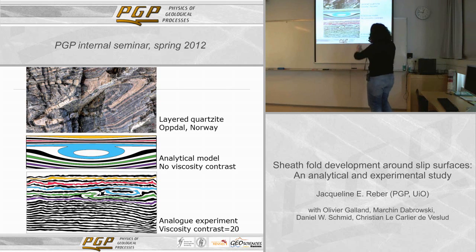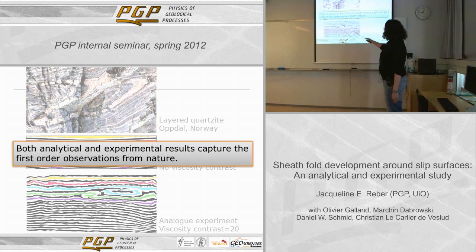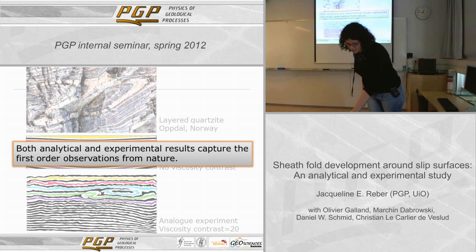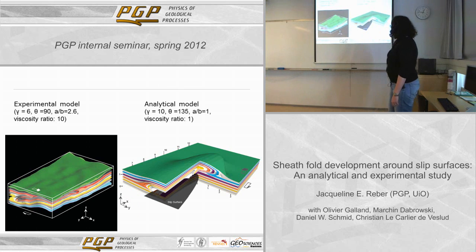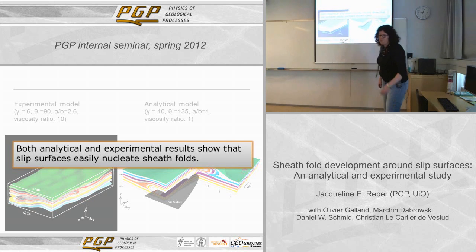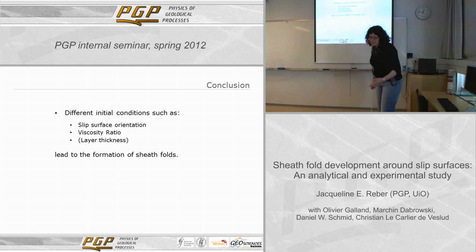Now, if we bring everything together, the nature, the analytical model, and the analog experiments, we can say that in both cases, experiments and analytics, we can capture first-order observations. And we saw in both cases that we can trigger sheath folds relatively easily with the slip surface. Now, we have different initial conditions, such as the slip surface orientation, a viscosity contrast, and to a certain extent also the layer thickness. And all of that leads to the formation of sheath folds.